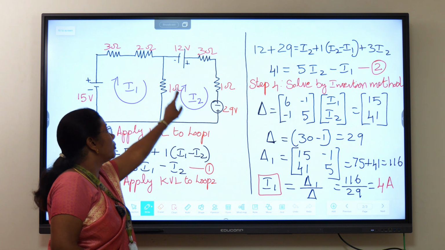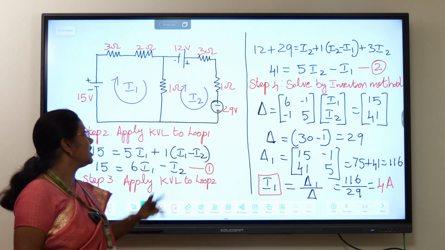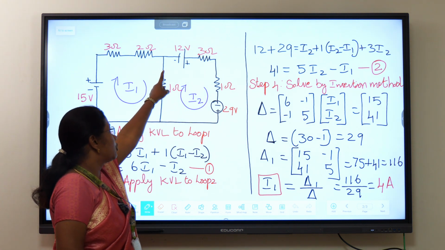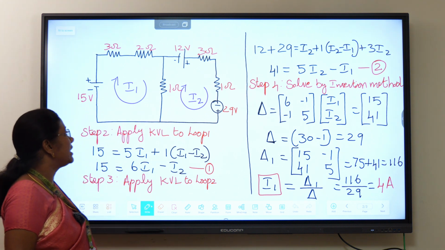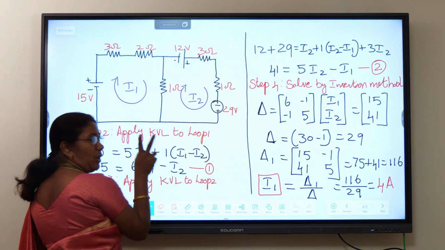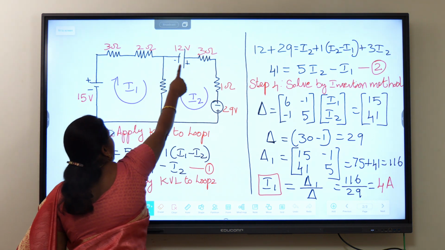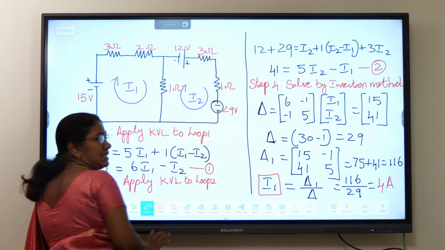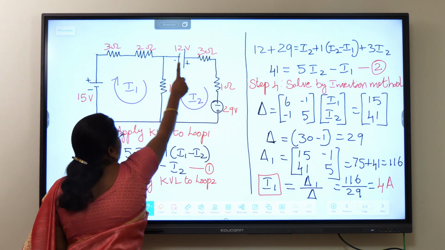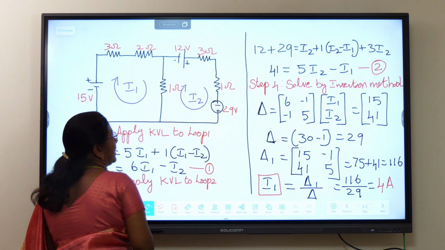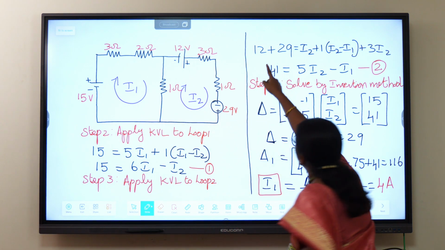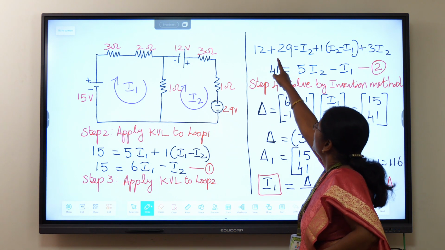Similar for loop 2, but here we have two voltage sources. One is 12 volt, another one is 29 volt. Here you have to see the direction of this. It is minus plus, minus plus, so it is in series. So we have to add the plus 12 volt and 29 volt here. So here we have 12 volt plus 29.